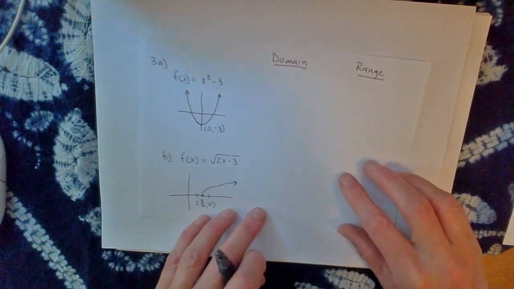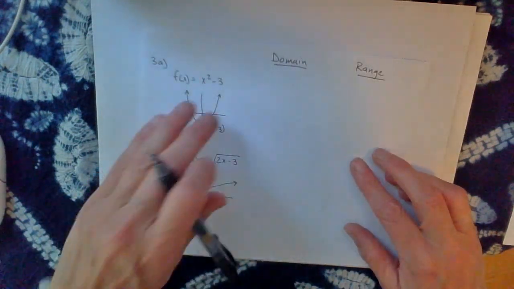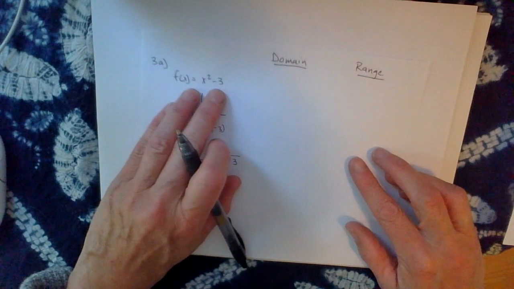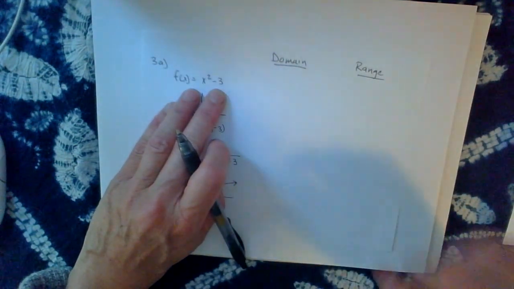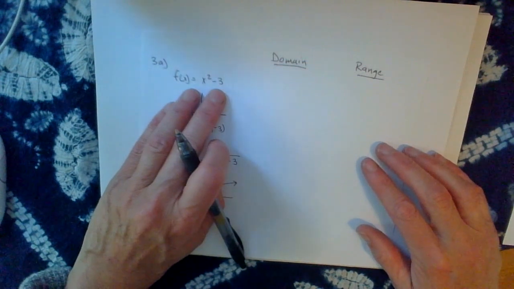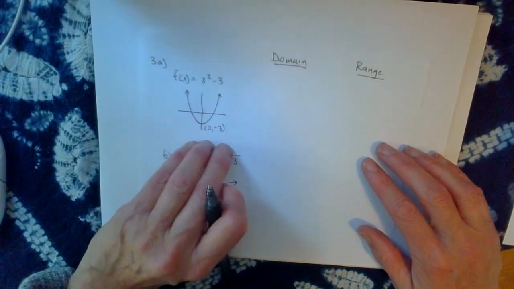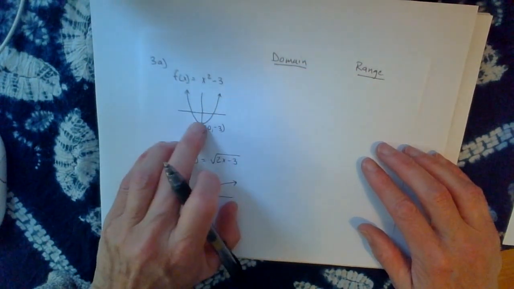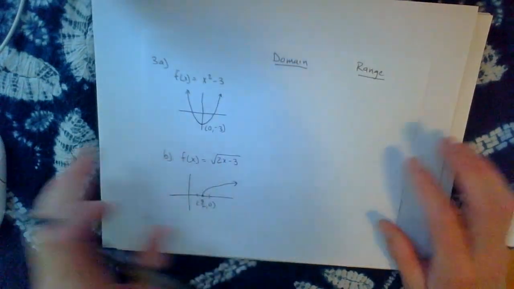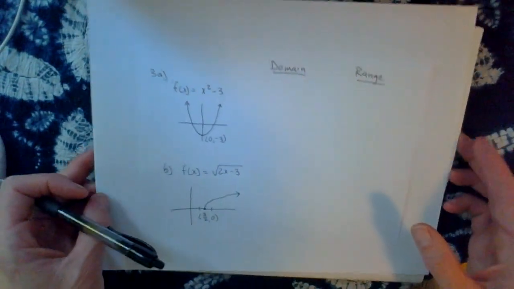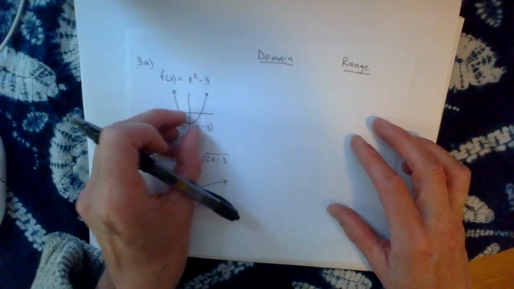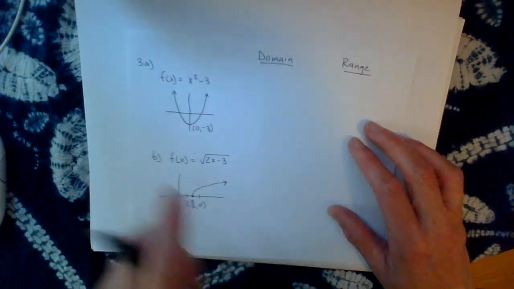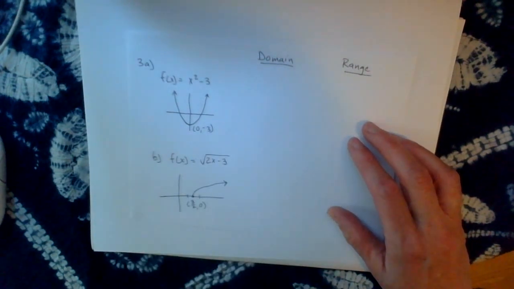All right, question 3 was some domain and range questions. 3a, they wanted the domain and range of this function. I like to look at the graph of it. If you have a graphing calculator, put it in y equals. It's a parabola, but you should actually know this from transformations too. It's just the regular parabola moved down 3 units. So the vertex is at (0, -3).